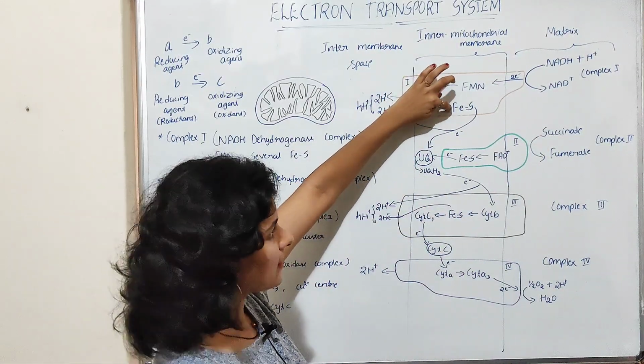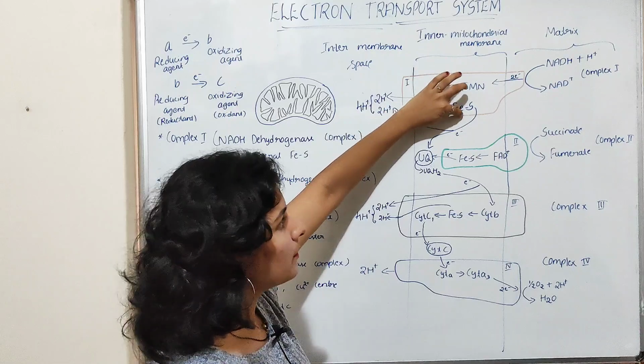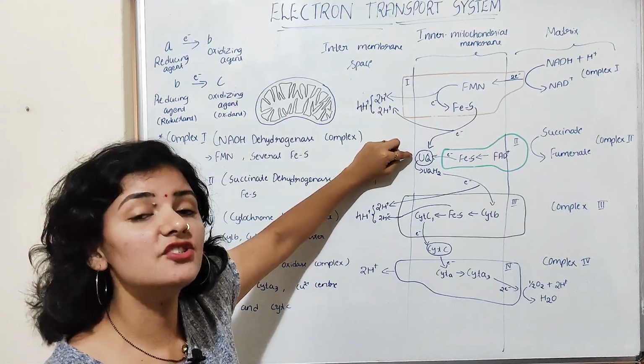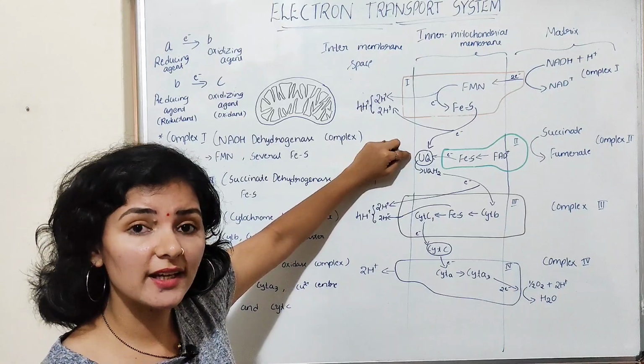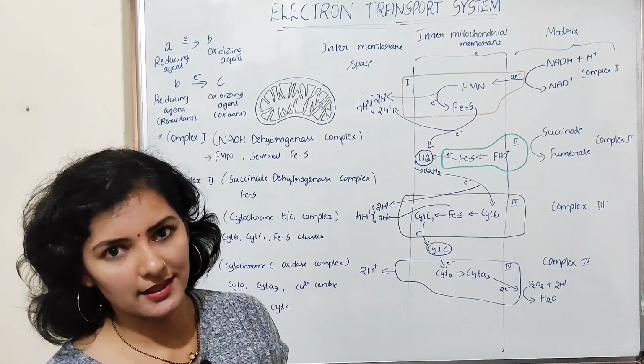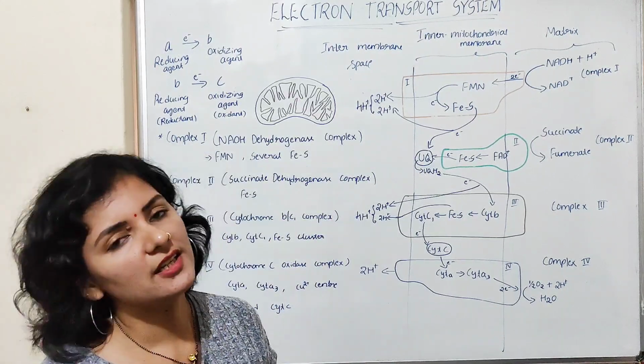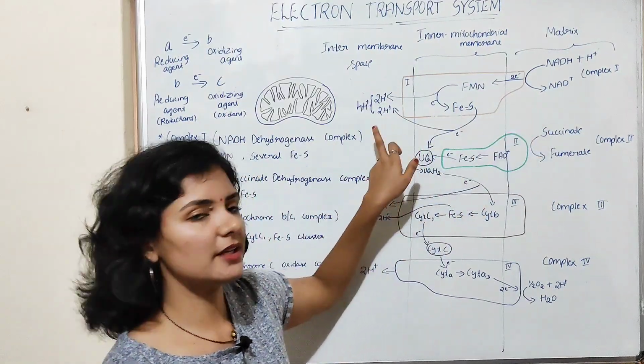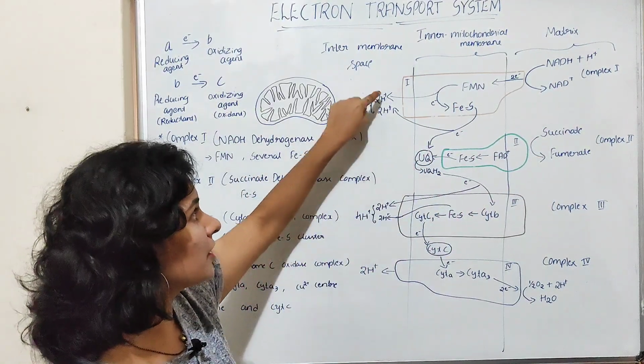Now the electron is present in the FeS cluster. From the FeS cluster, the electron is transported to the mobile carrier, that is ubiquinone, during which again a small amount of energy is released, and this released energy is utilized for pumping 2 more protons from matrix to intermembrane space. So 2 plus 2, 4.